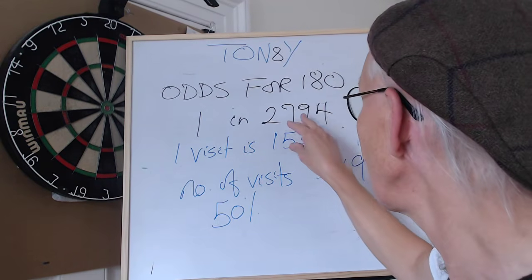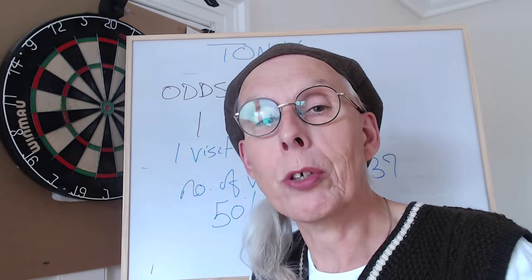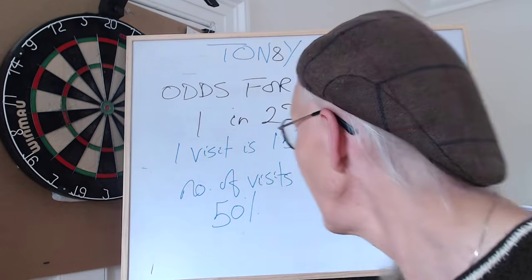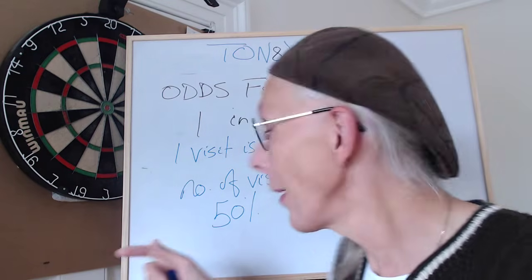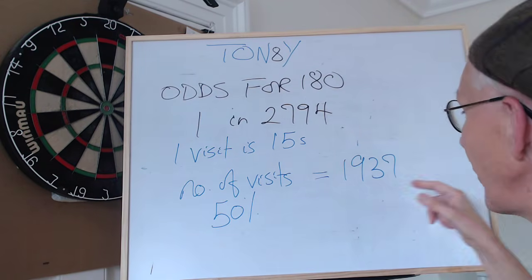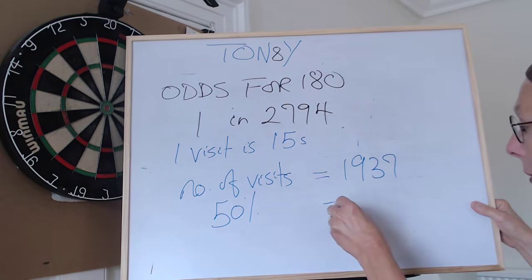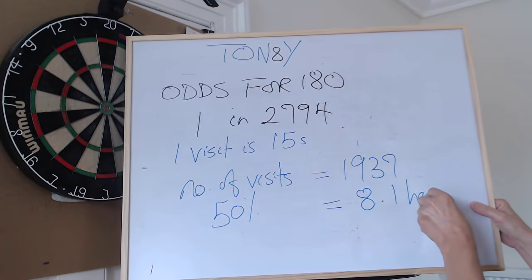There's a way in maths that you do this. Technically what you do is you multiply this by the logarithm of 2, okay? And you can demonstrate why that's the right thing to do. But for him to have a 50% chance of succeeding, he needs this many visits. And when you multiply that by 15 seconds, what you find is it's just over 8 hours. It's 8.1 hours.